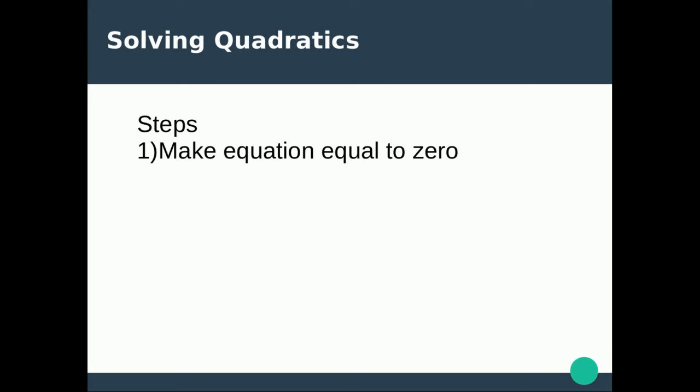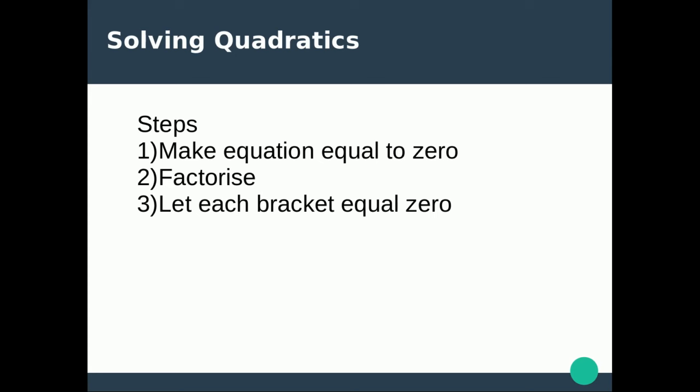The first thing we have to do is make sure that our quadratic is equal to 0. Now in most cases that will be done for you already, but you do have to be aware that you might have to do that. The next thing we do is we factorise the side that's not equal to 0 in the same way that we did in the first video. The next thing is we make each bracket, each factor, equal to 0. And that's because we've got two things that multiply together, the brackets, to equal 0, and one or both of them must be 0. And then we solve for each bracket.